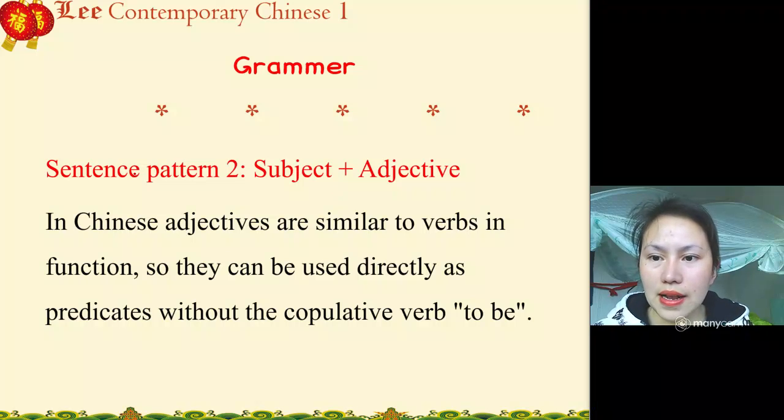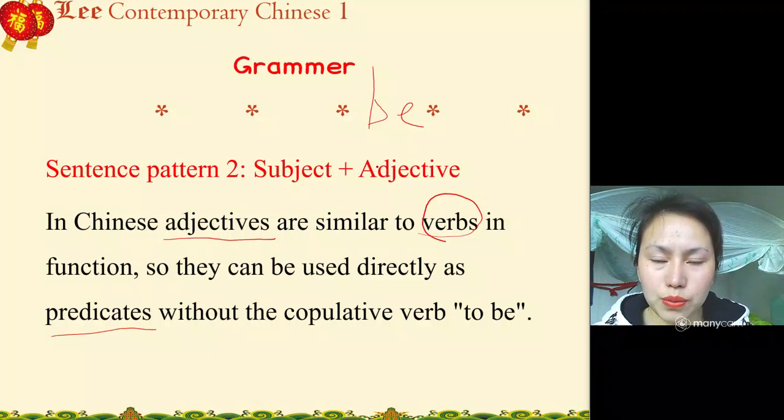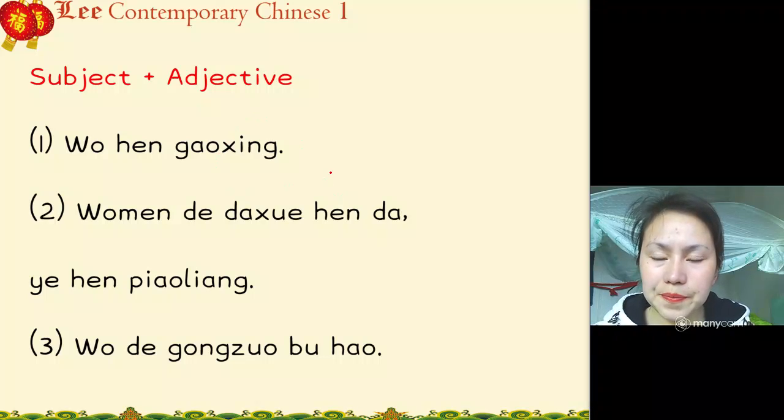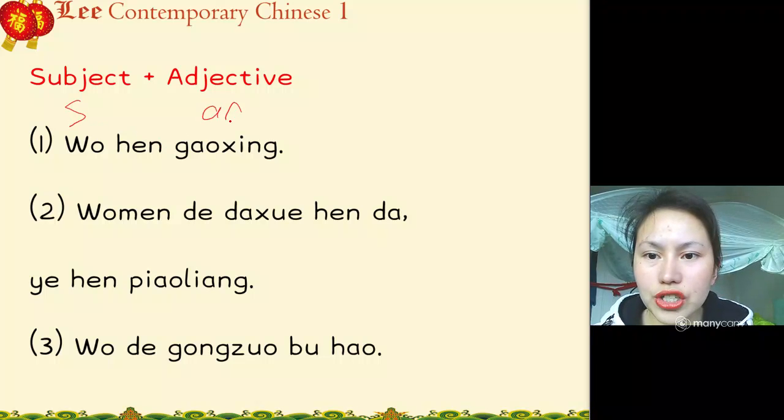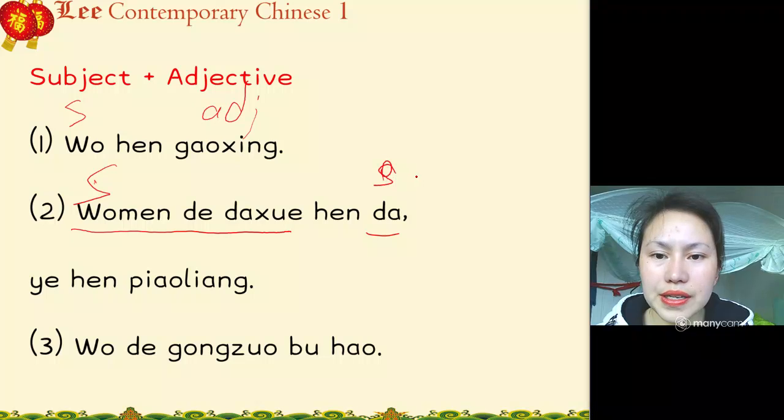好, after the new words, let's see the grammar. In Chinese, the sentence pattern can be subject plus adjective without the be verb. The adjective is similar to a verb, so it is directly used as the predicate, without the be verb. Let's see, subject plus adjective. 我很高兴, I'm very happy. 我们的大学很大, our university is very big.